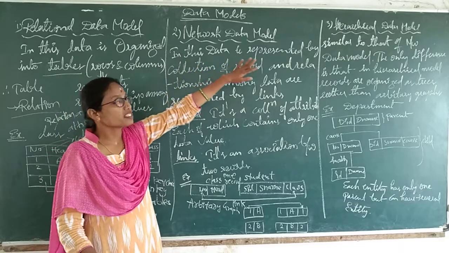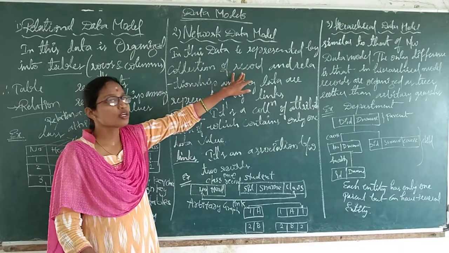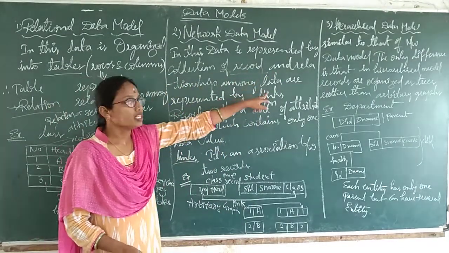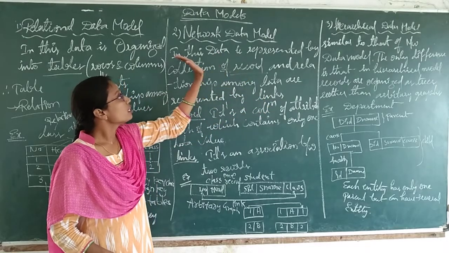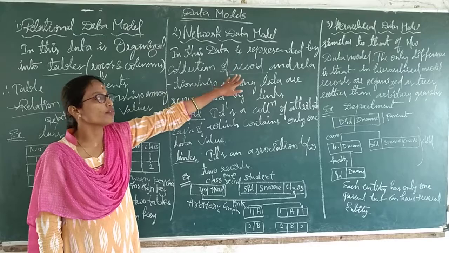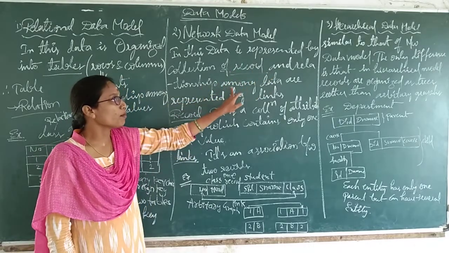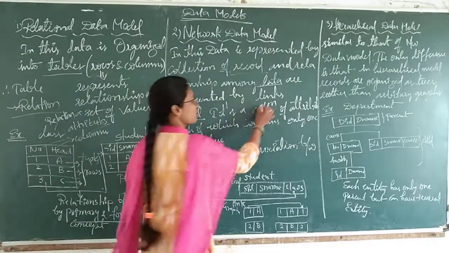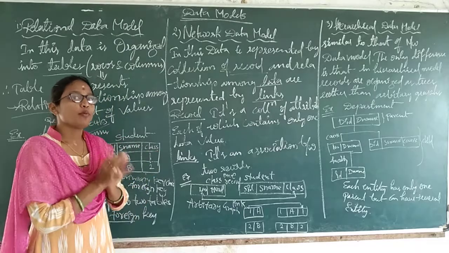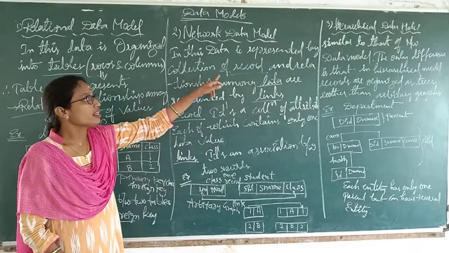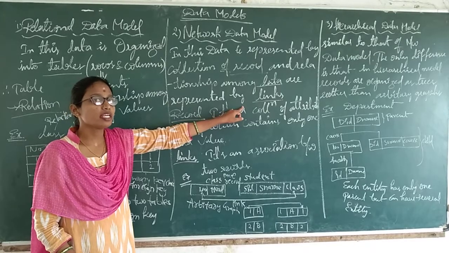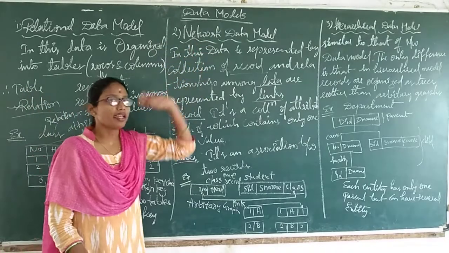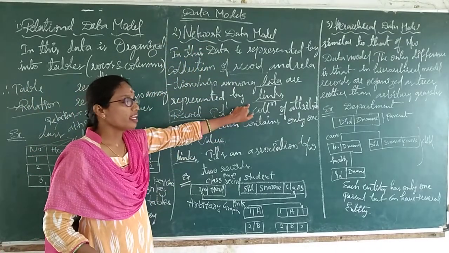In this model, data is represented by a collection of records, and the relationships among data are represented by links. In the network data model we mainly use two terms, record and links, and based on these two terms we define the network data model.